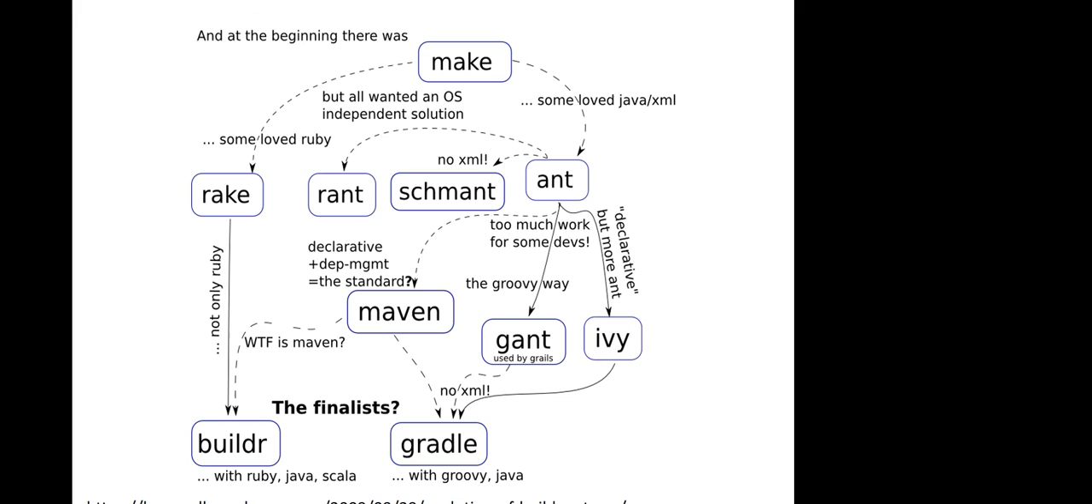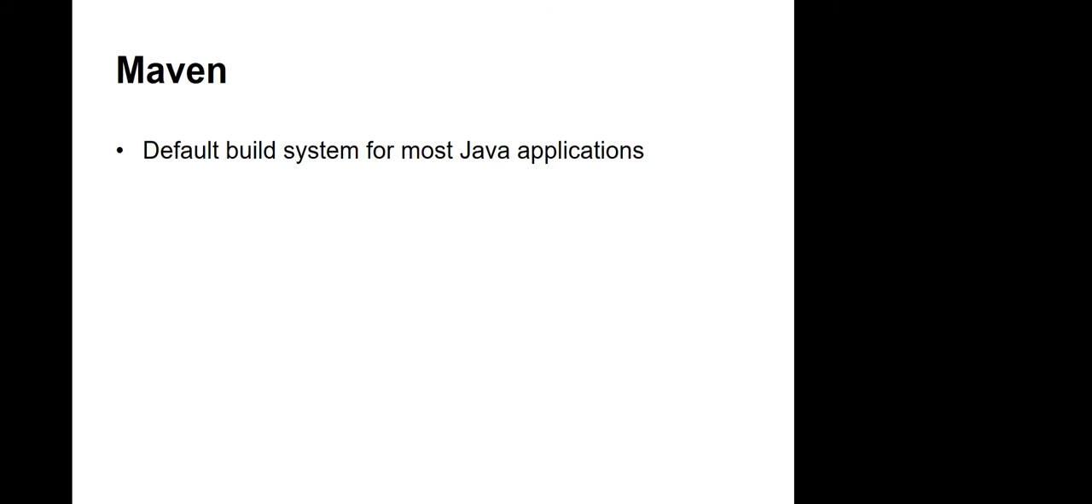So, Maven is literally, or has become, or has been in any case, the default build system for any Java-based application, because it was mostly established in the enterprise context, very mainstream development and complex systems.